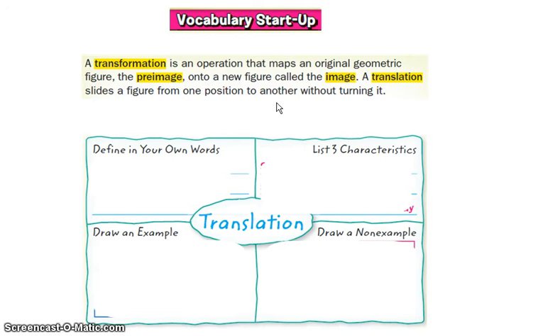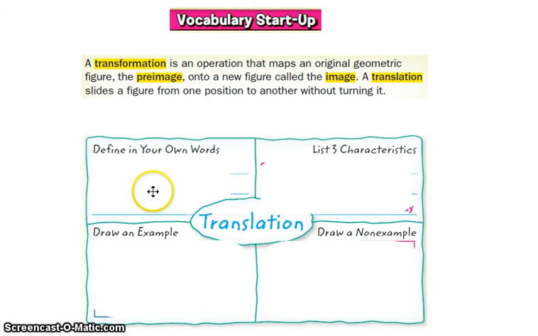So take what you've learned from the lab today, and I want you to do this vocabulary startup. I want you to define translation in your own words, list 3 characteristics of a translation, draw an example, and then draw an example that is not a translation. So take a few minutes, pause the video, and fill in your vocab startup.